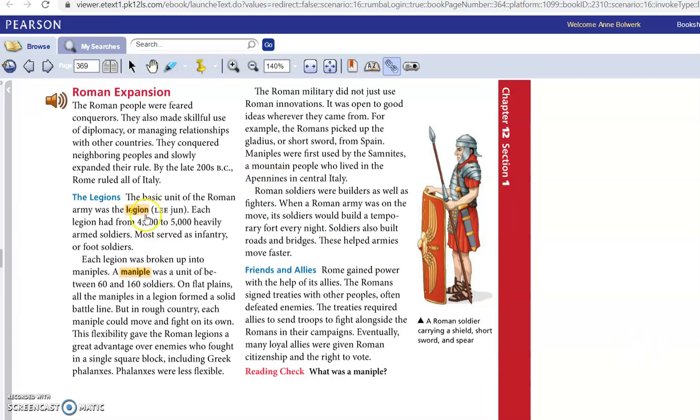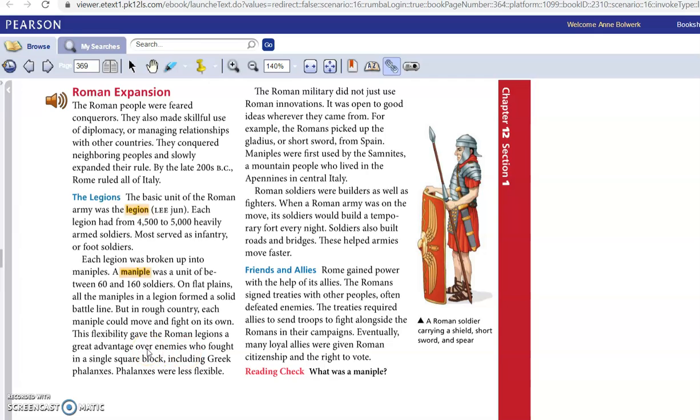While ancient Greece had phalanxes, the basic unit of the Roman army was the legion. A legion has about 4,500 to 5,000 heavily armed soldiers. Most are foot soldiers. Each legion is broken up into maniples, which is a unit of 60 to 160 soldiers. Those maniples in a legion formed a solid battle line.